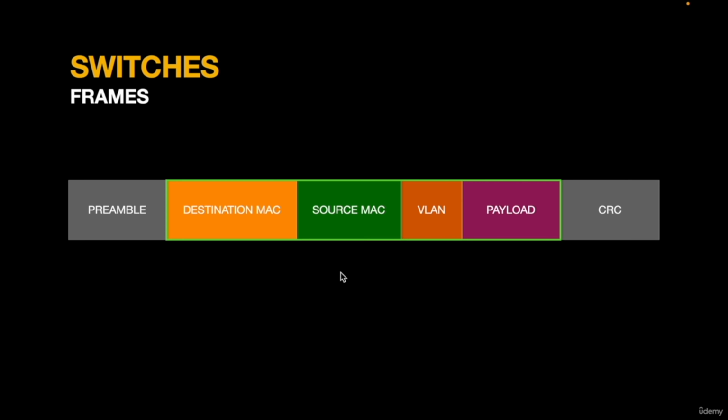A frame will have the destination MAC, source MAC, VLAN, and the payload. These are the most important fields of a frame, and the payload basically represents the data which is being carried.